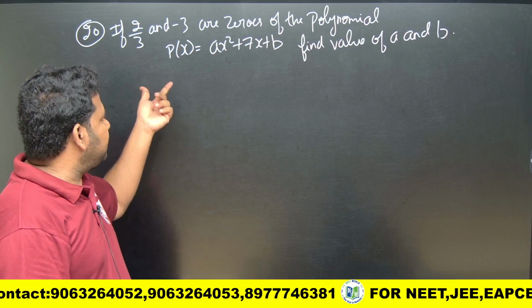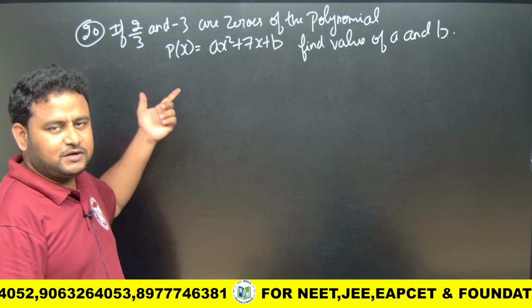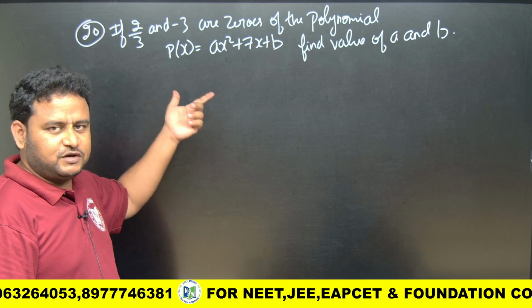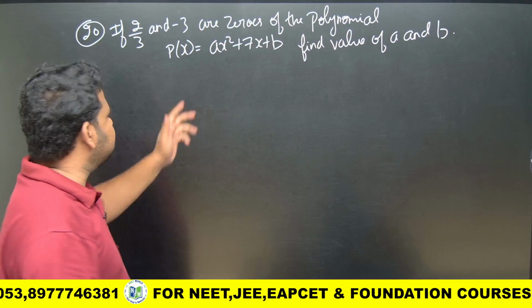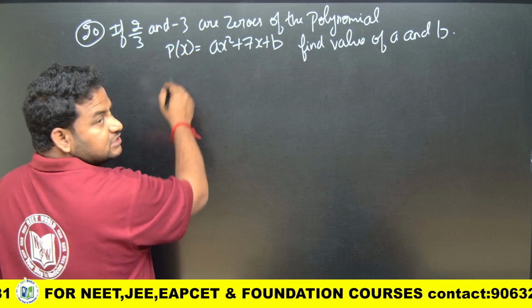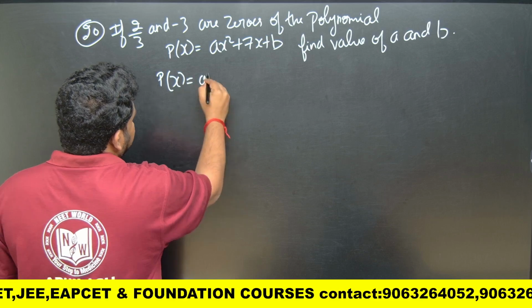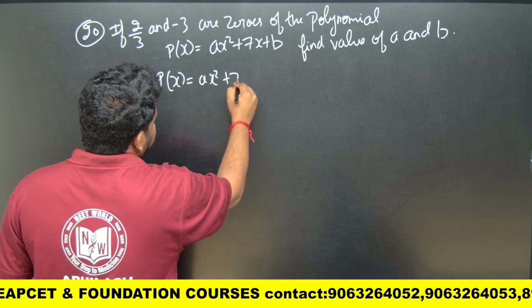If I put p of x is equal to p of alpha, that should become equal to 0. If I put p of x is equal to p of beta, that should also become equal to 0. That means one of the zeros is 2 by 3 and another zero is minus 3. So, p of x is given as ax square plus 7x plus b, correct?